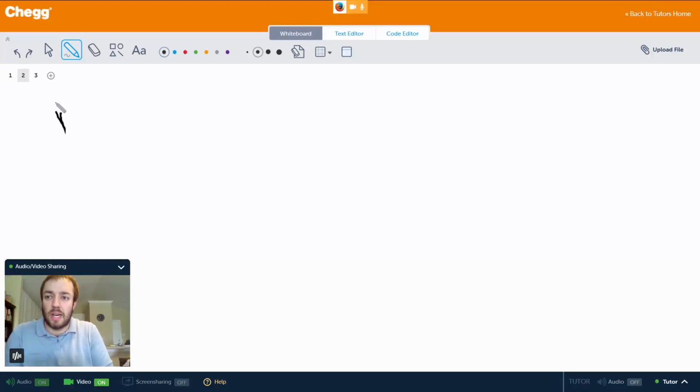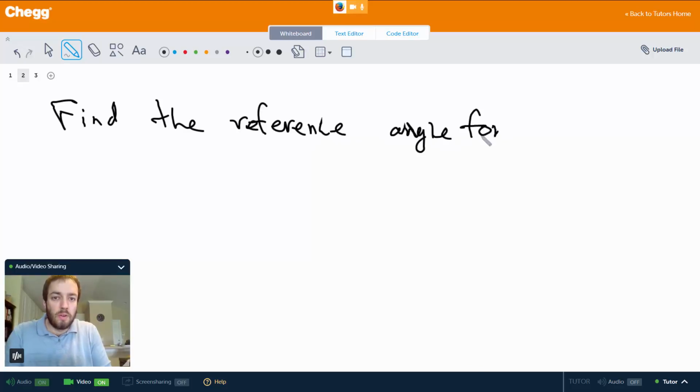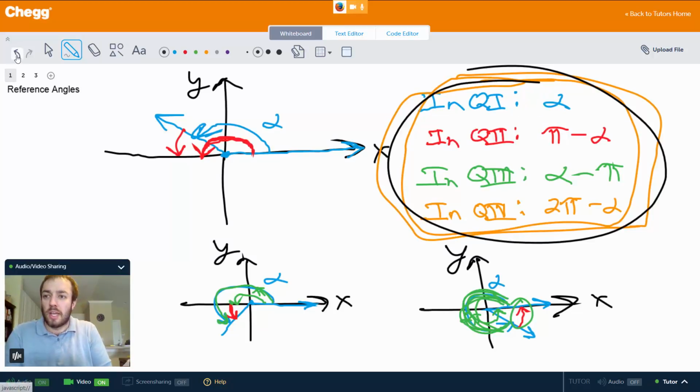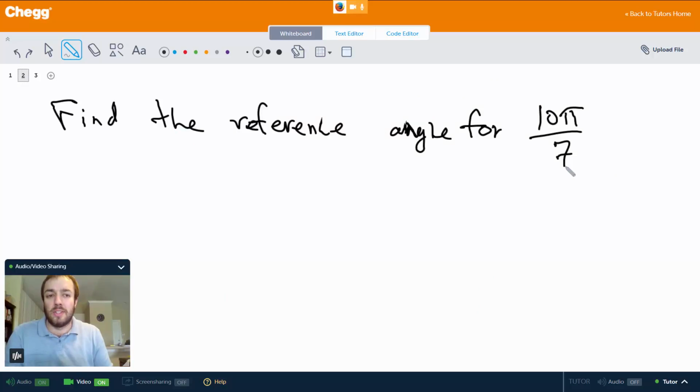So let's say we want to find the reference angle for, let's go ahead and say, 8 pi over 7. Actually, let's change that to 10 pi over 7. All right, so what we have to do is figure out which quadrant 10 pi over 7 is in, then we can use these here. Now we know 10 pi over 7 is between 0 and 2 pi.